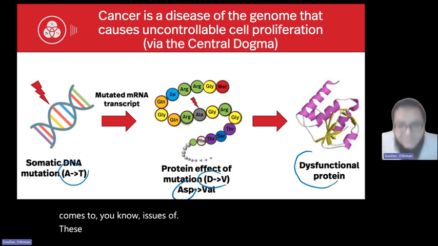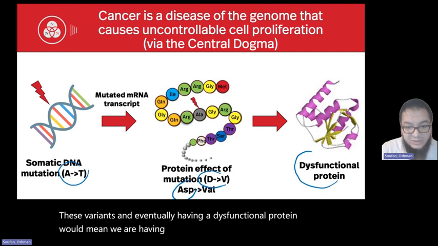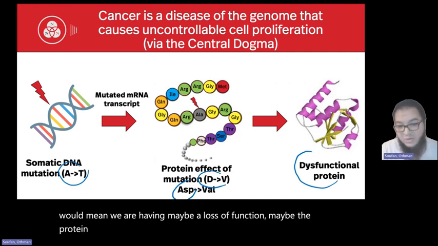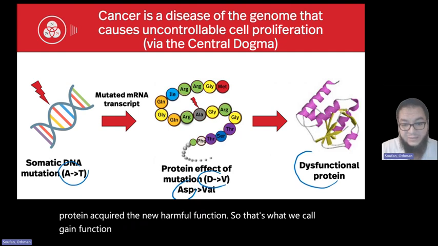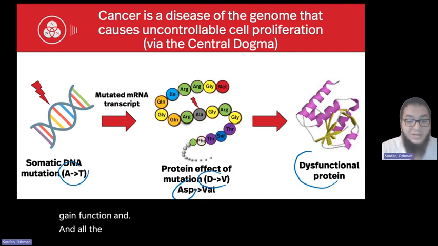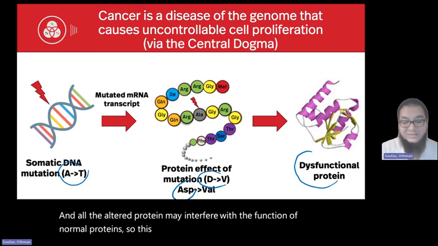This gives you an example of what we're looking at when it comes to issues of these variants, and eventually having a dysfunctional protein would mean we are having maybe loss of function. Maybe the protein acquired a new harmful function, so that's what we call gain of function, or the altered protein may interfere with the function of normal proteins. So this is what we refer to as the dominant negative effect.